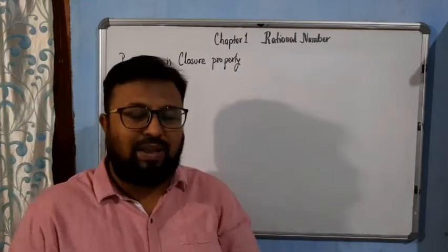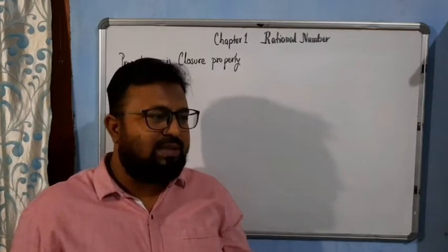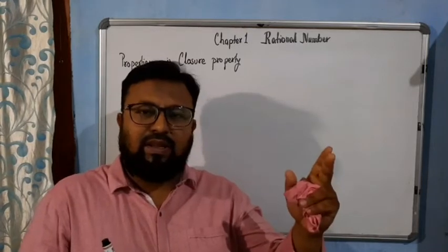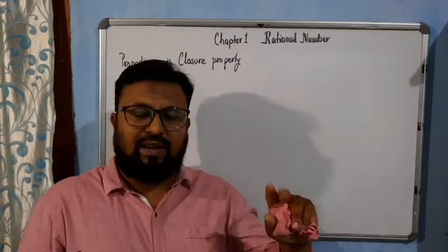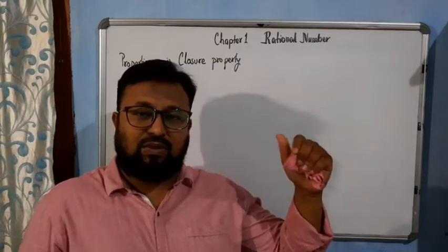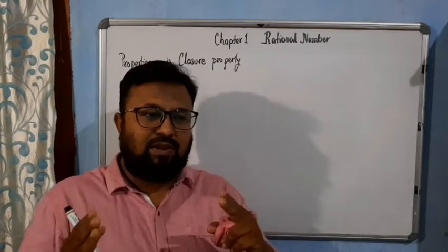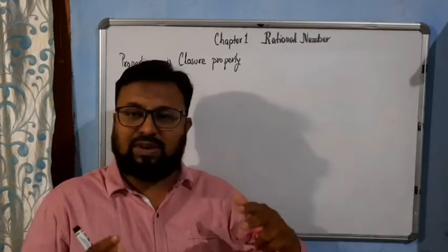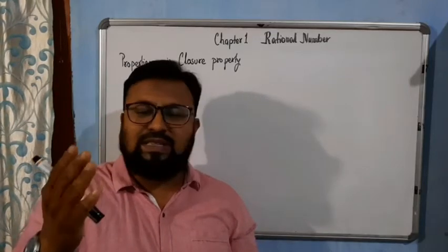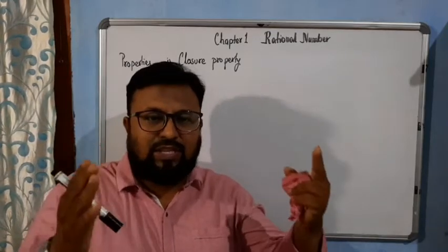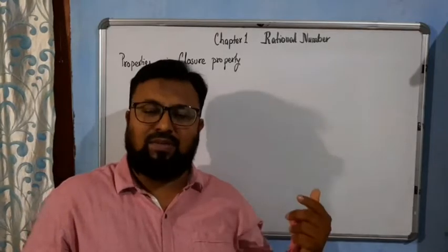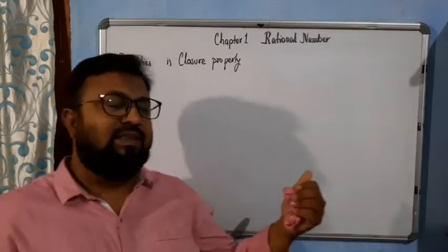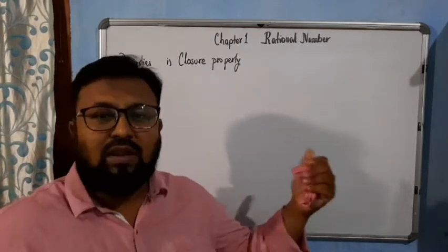What is closure property? Closure property says that suppose we add two natural numbers, and the result is a natural number. Then we can say that the natural numbers are closed under addition. If we subtract two natural numbers and get a natural number, then we can say that the natural numbers are closed under subtraction. For example, 6 is a natural number, 2 is a natural number, so 6 plus 2 equals 8, and 8 is a natural number. So we can say that the sum of two natural numbers gives a natural number, and it is closed under addition.